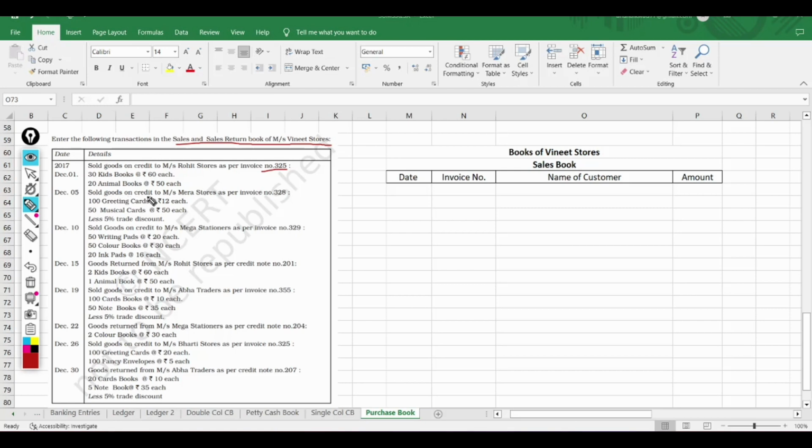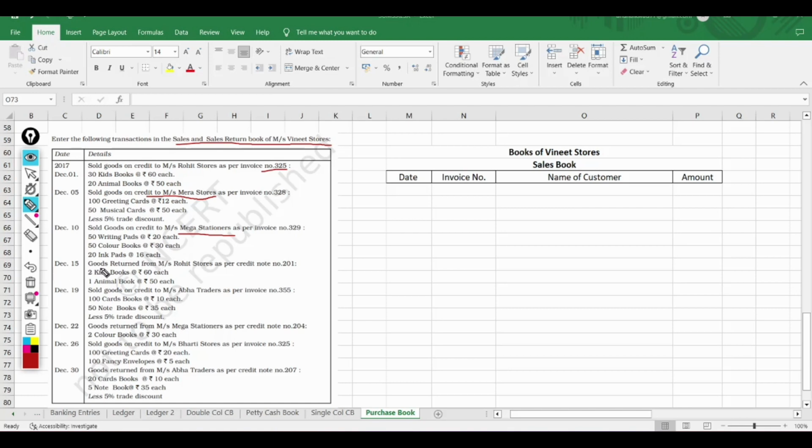December 5th, sold goods on credit to Mega Stores as per invoice number 328, 100 greeting cards at 12 each, 50 musical cards at 50 each, with less 5% trade discount. December 10th, sold goods to Mega Stationery, invoice number 329, 50 writing pads at 20 each, 20 color books at 30 each and 20 ink pads at 16 each.